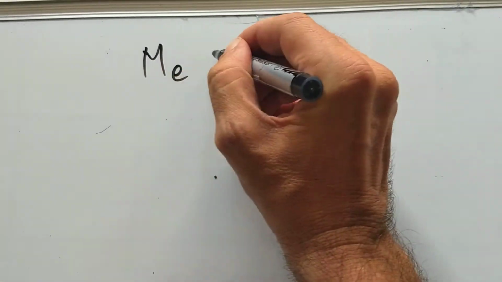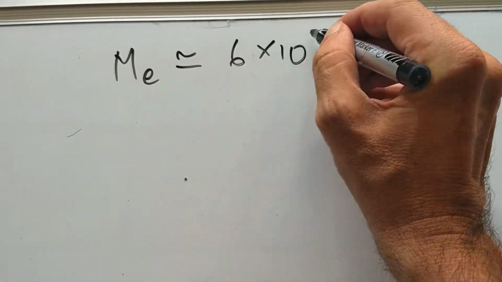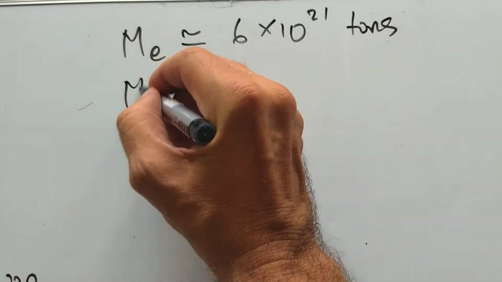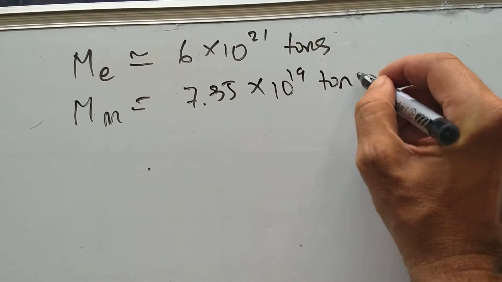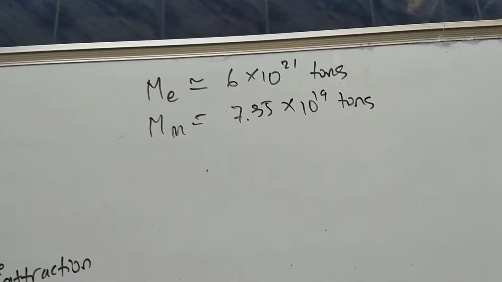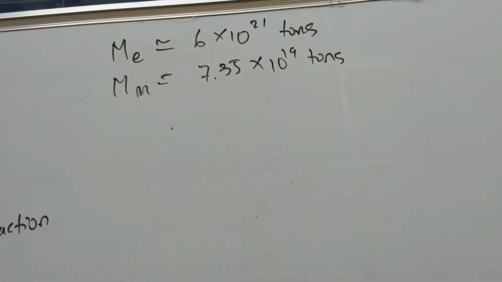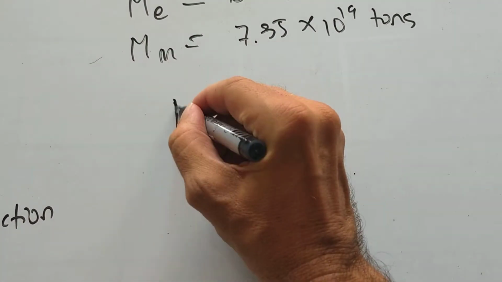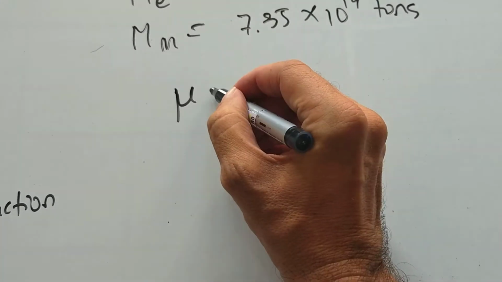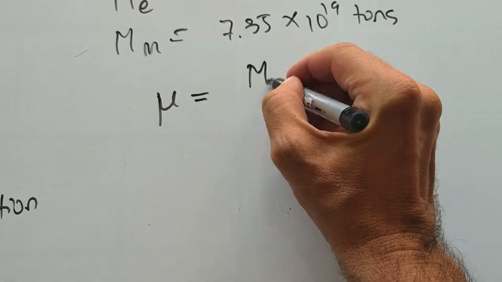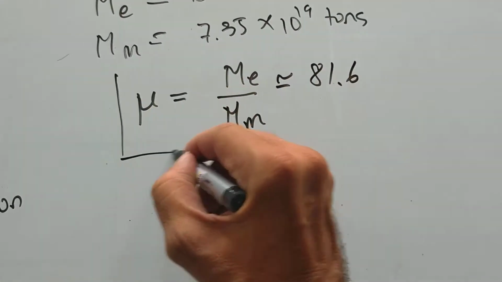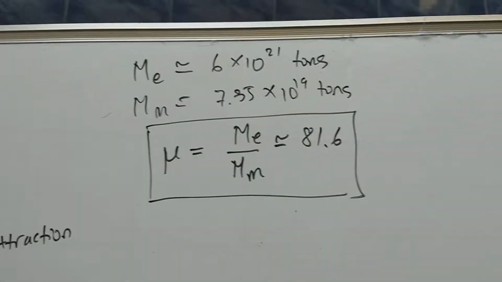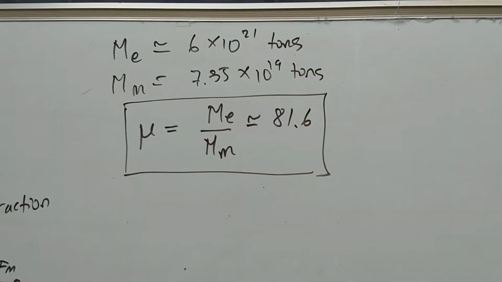Okay, let's work on that. All right, what is the mass of the Earth? The mass of the Earth is approximately 6 times 10 to the 21 tons. And the mass of the Moon is just about 7.35 times 10 to the 19 metric tons. Let's divide these. We'll make a dimensionless factor mu, Greek letter, M Earth over M Moon. That is approximately 81.6. So the Earth is 81.6 times more massive than the Moon. That is a useful number to know.